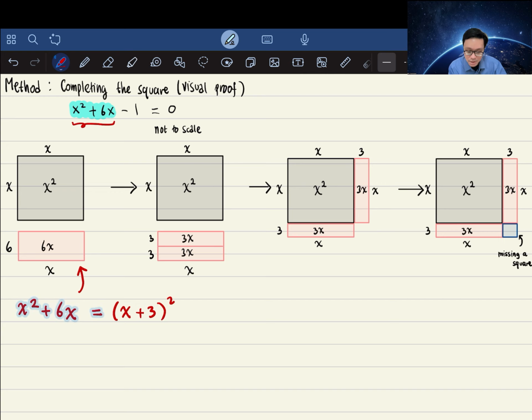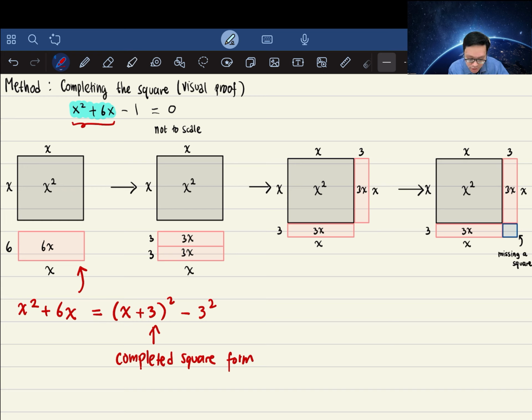But the problem here is, it's not complete. We have a missing square over here with sides 3 times 3. So that means we have to subtract our area with 3 squared, which is equal to 9, because we have a missing square there. So this is called completing the square method. We're trying to make a completed square form. So this is called completed square form. And this is very useful because we can use this to solve quadratic equation.